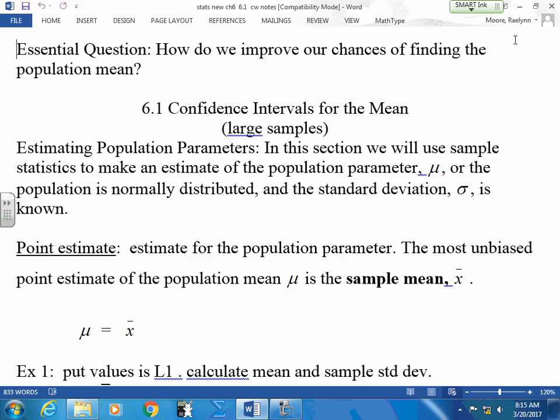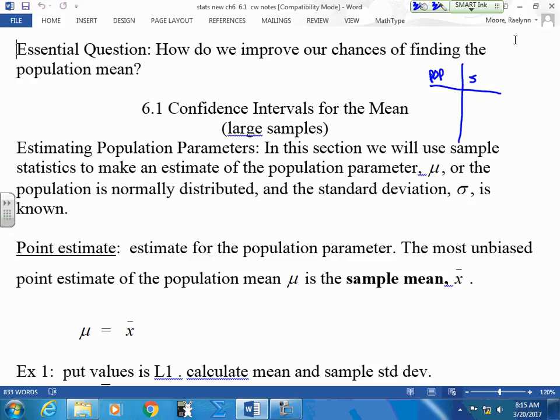Now, did I, on your notes, give you a little table that I always give you? No, I didn't. Okay.